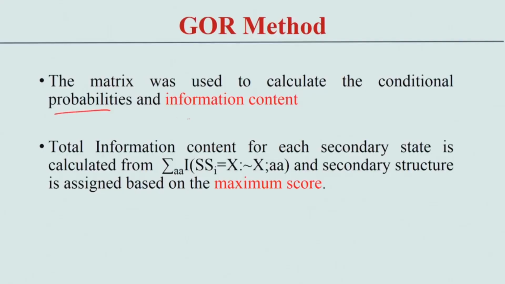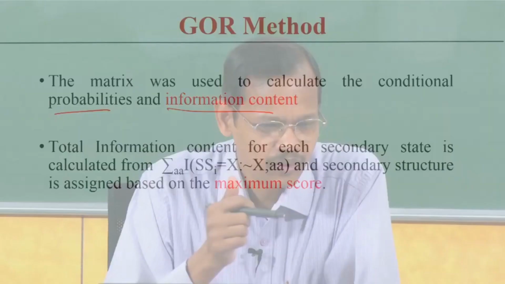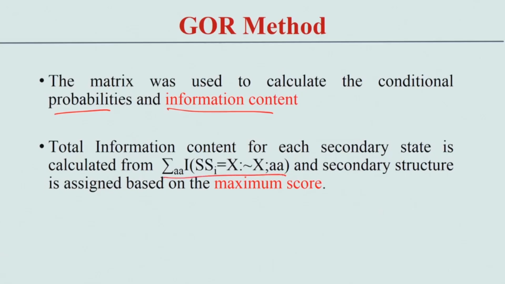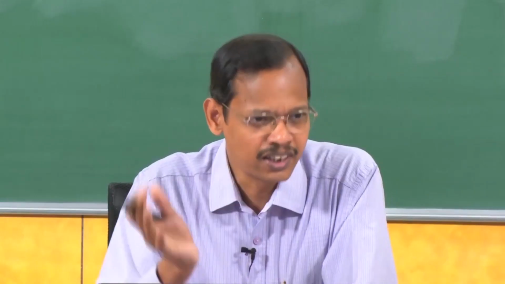Now they use this matrix to calculate the probability as well as the information content, because this matrix contains information about the preference of any particular residue at different positions, the 17 positions. So, this matrix can be used to obtain the probability of any new residue to be at any particular position, depending upon the secondary structure. Now they calculate the total information content for each state. For example, take helix: they use this information, what is the preference of that particular residue to be in helix compared to not being in helix.